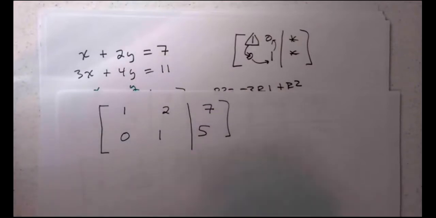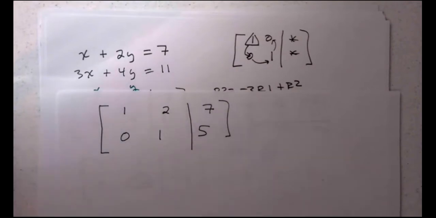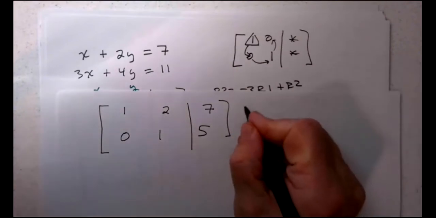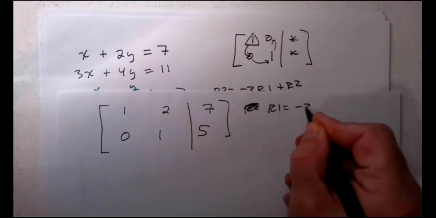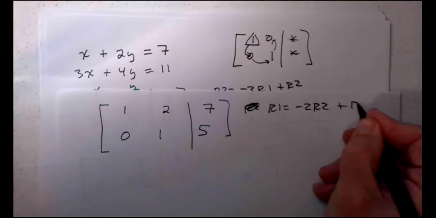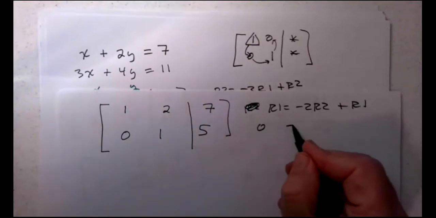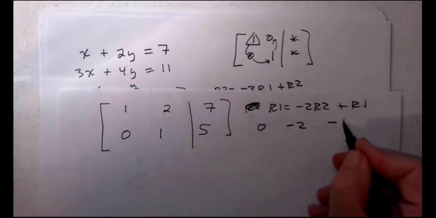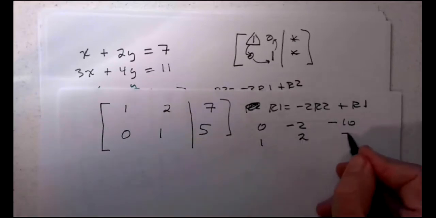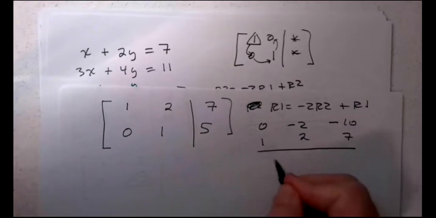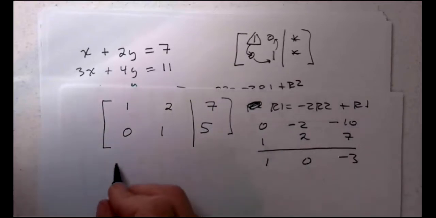Because negative 2 times 1 is negative 2, plus 2 would be 0. So we will say row 1 is negative 2 times row 2 plus row 1. Negative 2 times row 2: 0, negative 2, negative 10. Add that to row 1: 1, 2, 7. And what do I get? I get 1, 0, negative 3. That is my new row 1, and now we are finished.